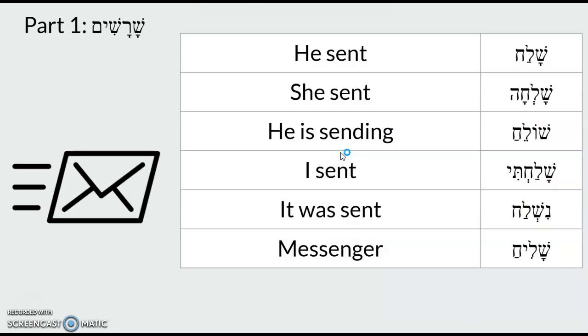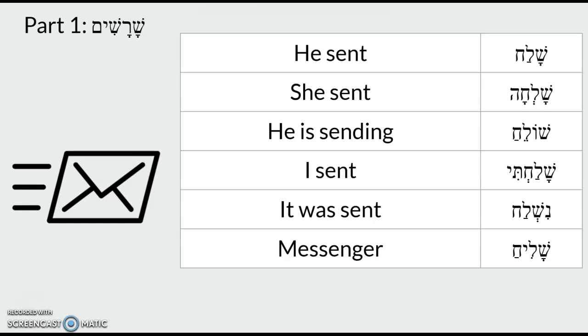So, for example, the sharash of shin, lamed, chet means send. Now, shalach means he sent. Shalcha means she sent, the difference with the hey there. Sholeach is he's currently sending. Throw a suffix, the end part of it, t, shlachti, I sent it. Nishlach now becomes it was sent because it uses a different type of tense. We're not going to get into that today.